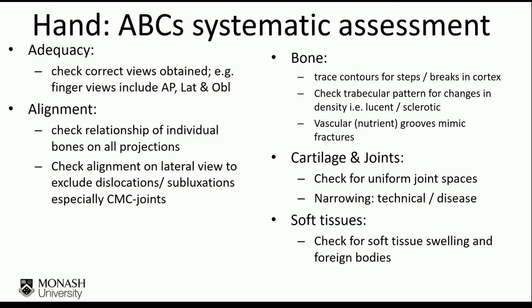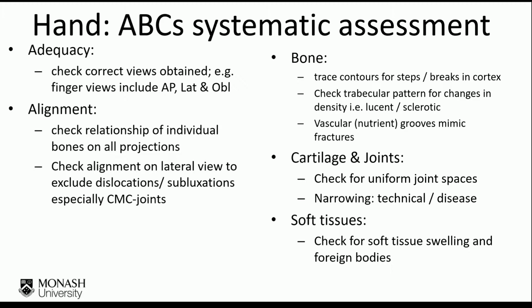For bone, trace the contours to see if there's any steps or breaks in the cortex, and then search through the trabecular pattern of the bone to see if there's any changes in density that would indicate a fracture, for example, lucent or sclerotic changes. Also be aware of vascular or otherwise named nutrient grooves, as these could mimic fractures. They appear as lucent lines and will only be visible from one part of the cortex and not on both sides, and normally they also have a sclerotic border.